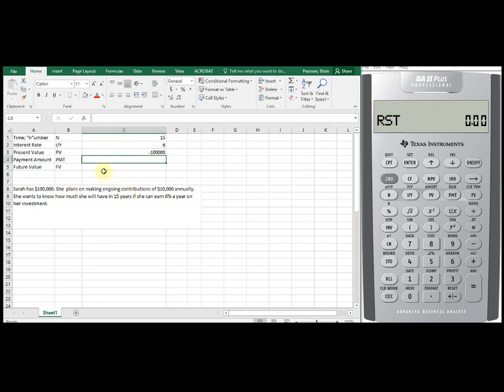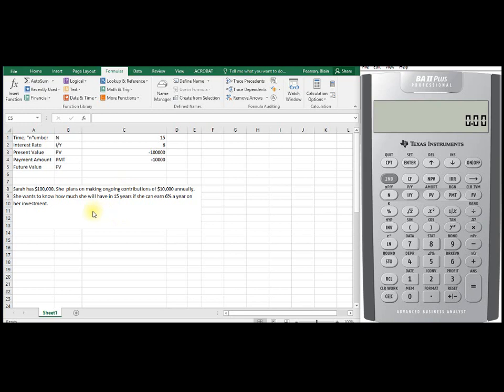The part that we're going to add is the PMT, or the payment amount. Sarah plans to make contributions of $10,000, so her payment amount is $10,000. Now, much like with present value, this is money that she is contributing. So she is separating from the money. She is contributing that money and it is leaving her. So in order for the future value to be positive, the PMT amount would need to be a negative.